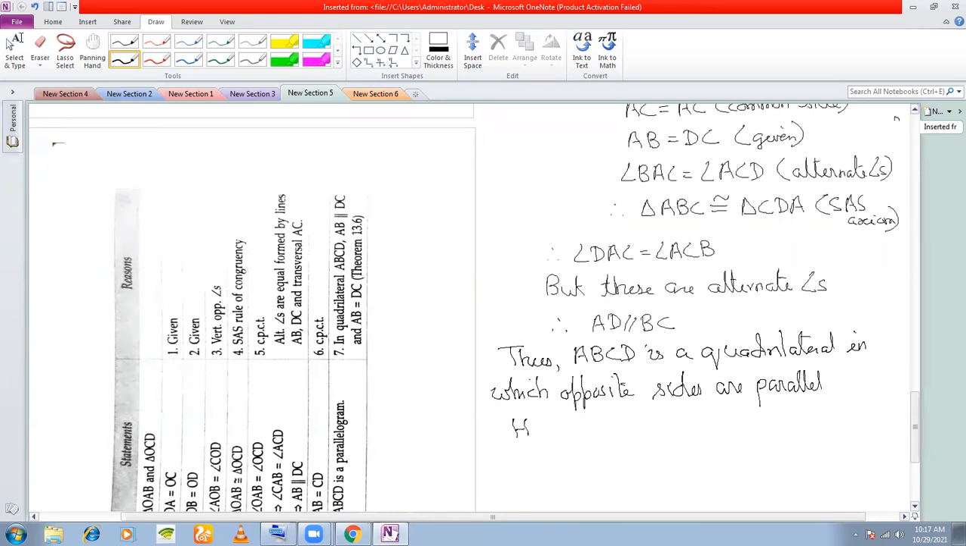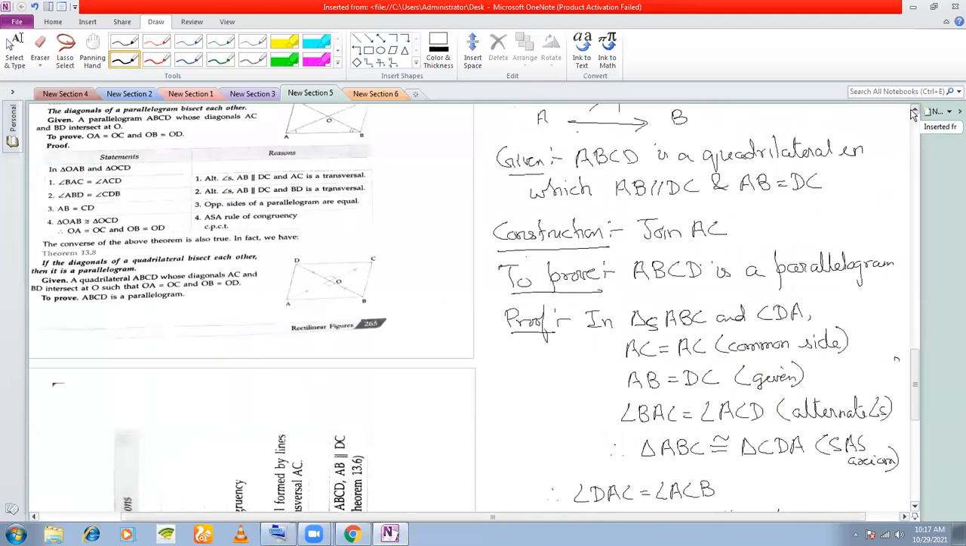Hence, ABCD is a parallelogram. Okay. Any question here? In any step? No, sir. Okay. And we can move on to the next theorem then.